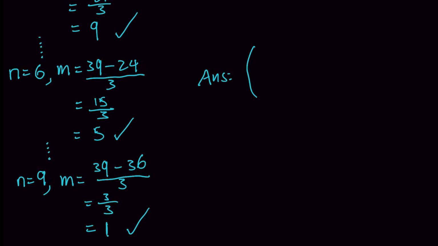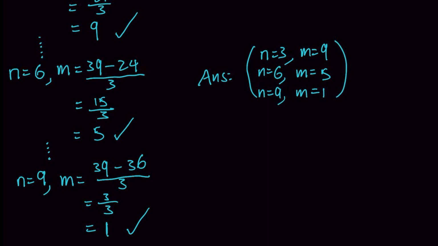So you have n equals 3 together with the m value of 9, n equals 6 with the m value of 5, and the last one, n equals 9, your m will be equal to 1. So these are your answers for this question.